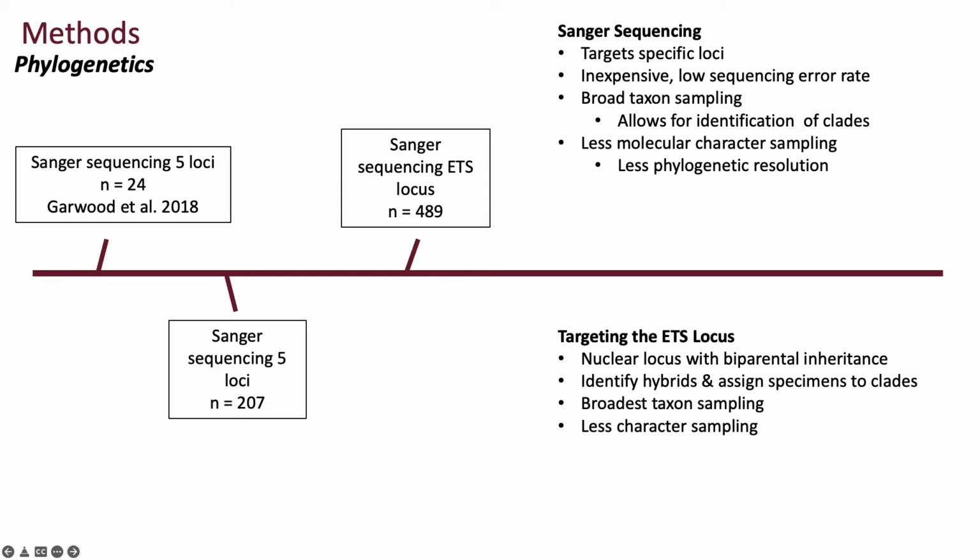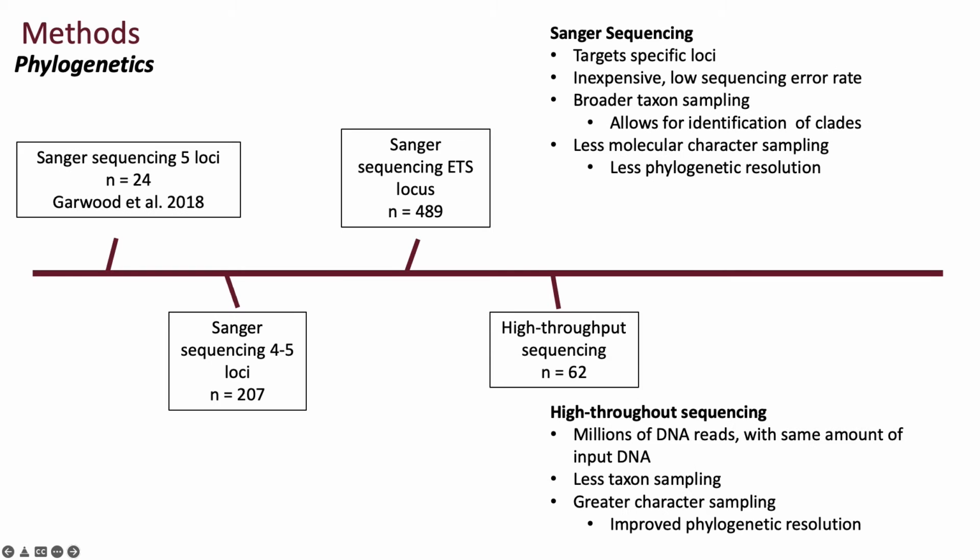And this is where we have the broadest taxon sampling. So you can see N equals 489, and that's for Trema micrantha. But we have the least amount of phylogenetic resolution because we have the least amount of character sampling.